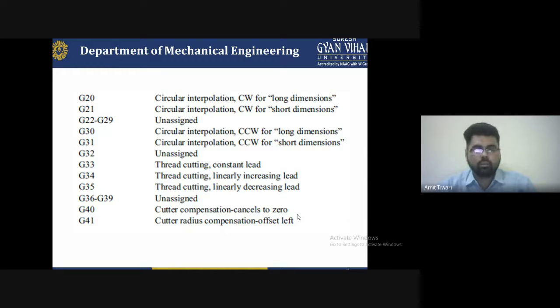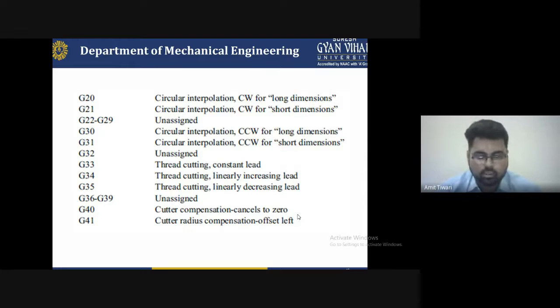G34 is thread cutting with linearly increasing lead, and G35 is thread cutting with linearly decreasing lead. G36 to G39 indicate unassigned. G40 indicates cutter compensation cancel, and G41 indicates the cutter radius compensation offset left.